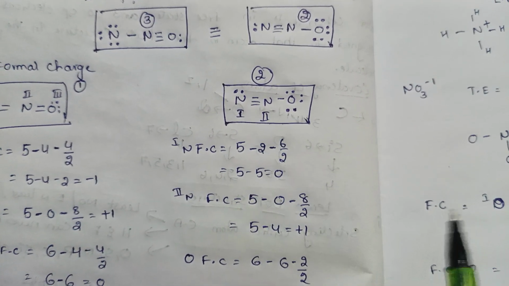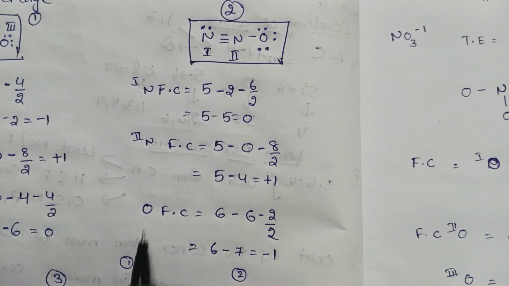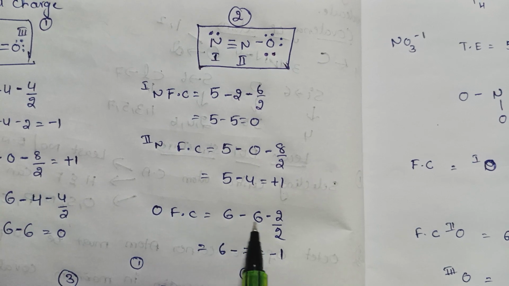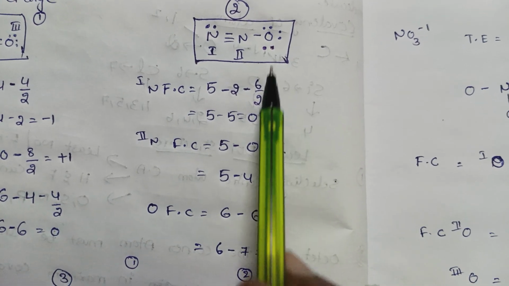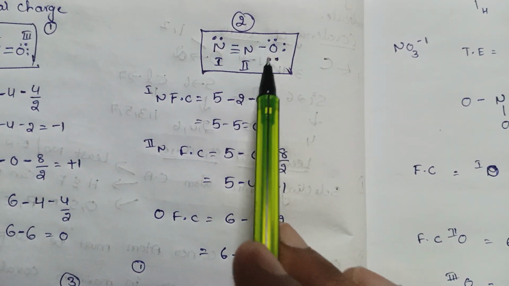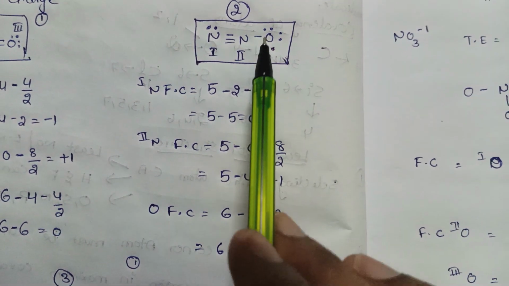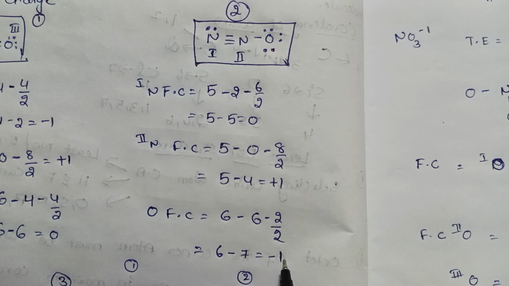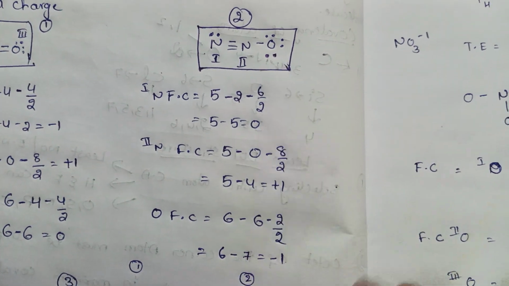For oxygen, formal charge. How many valence electrons are present in the free state? 6. How many lone pairs? 6. 6 minus 6. How many bond pairs? 2. 2 divided by 2. We got the minus 1 charge for the oxygen atom.